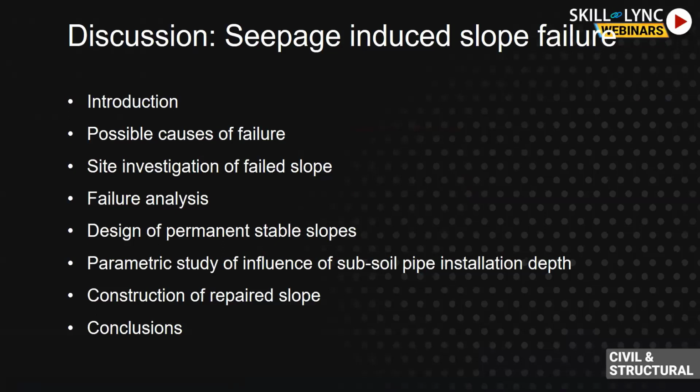Then some simple one-dimensional failure analysis done. Then how a stable slope was redesigned based on the lessons learned from the failure analysis. Then we'll go through a parametric study of the influence of something called subsoil pipe installation depth. We'll talk about what a subsoil pipe is. Then we touch upon how the failed slope was repaired and the construction sequence. With that, we conclude. I'll also be going through some pictures taken from the site.